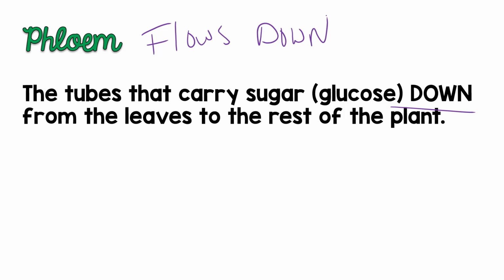Well, of course, the sugar or the glucose that's been produced during photosynthesis. That's what needs to go down from the leaves to the rest of the plant. So while the xylem carries things up the plant, like water and nutrients needed for photosynthesis, the phloem is going to carry the glucose produced in photosynthesis down to the rest of the plant for the plant to be able to use that.